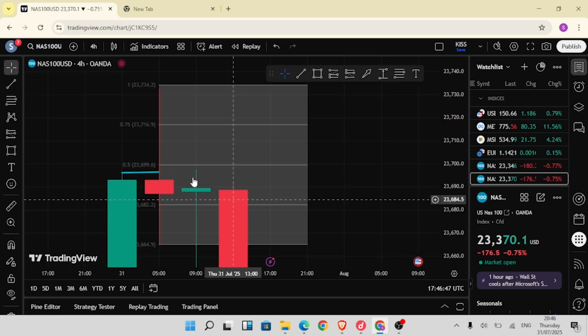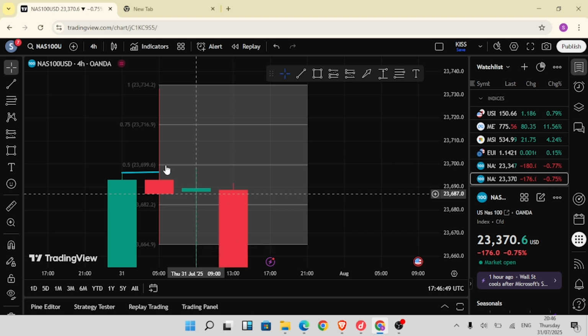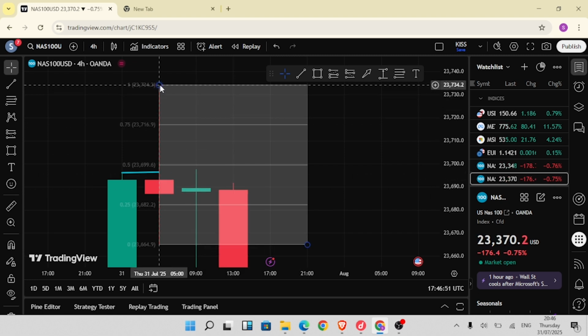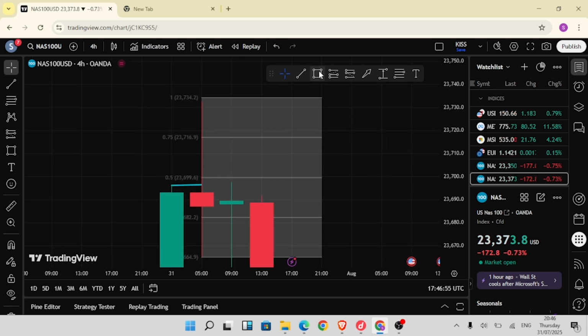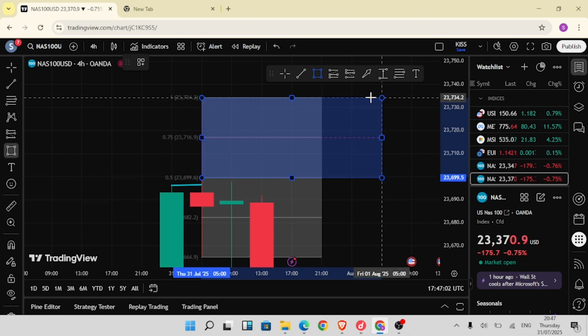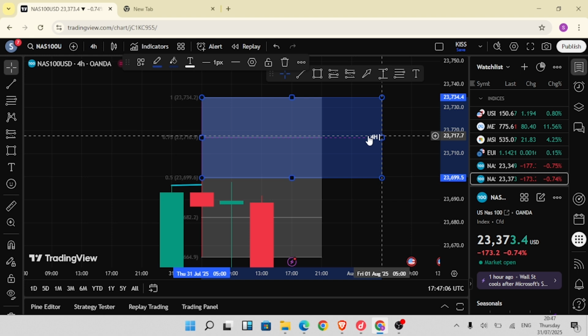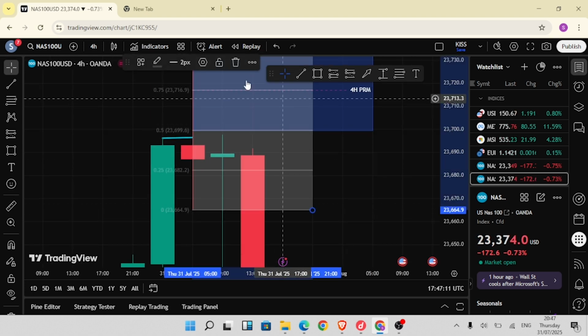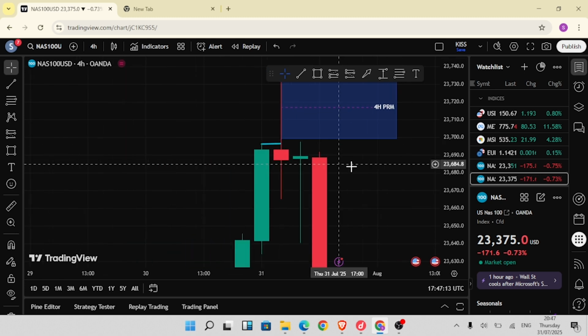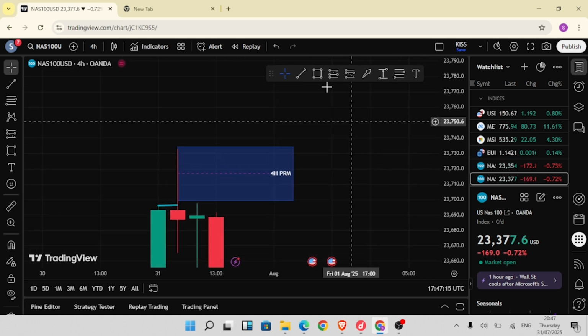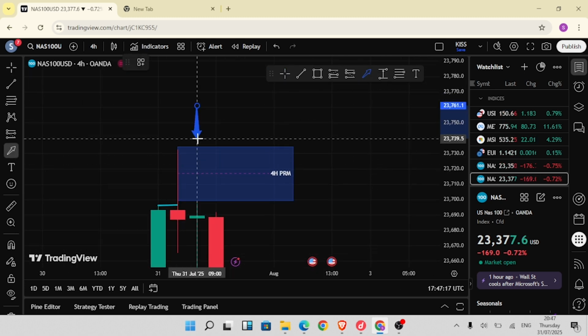Okay, you can see from the high to the lowest point of this dealing range, and then we want to catch something that is coming out of this premium. I'll call it the 4-hour premium, and then delete this dealing range. We are looking for sells on this candle.